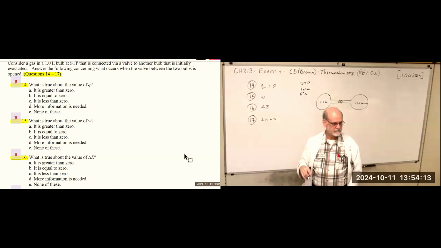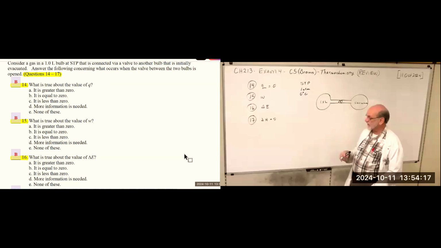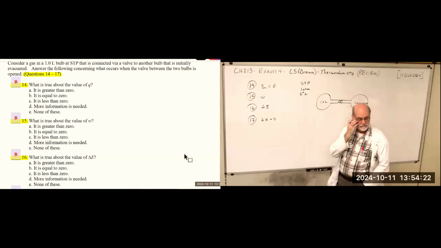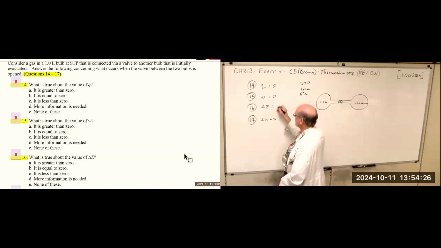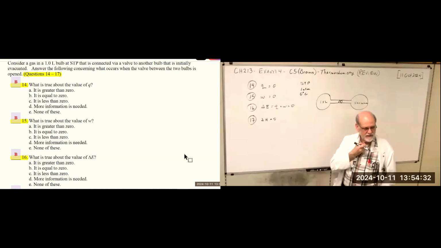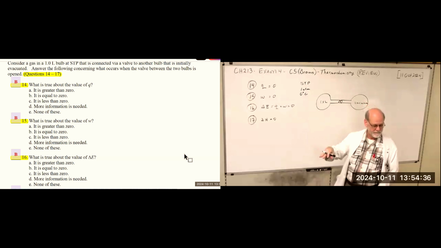Right? Okay. So how about work? Was any work done? No, it wasn't pushing against anything. It just moved and filled the space. There was no work done at all. And delta E equals Q plus W, right? So 0 plus 0 is 0. For this situation, all of those values are 0.